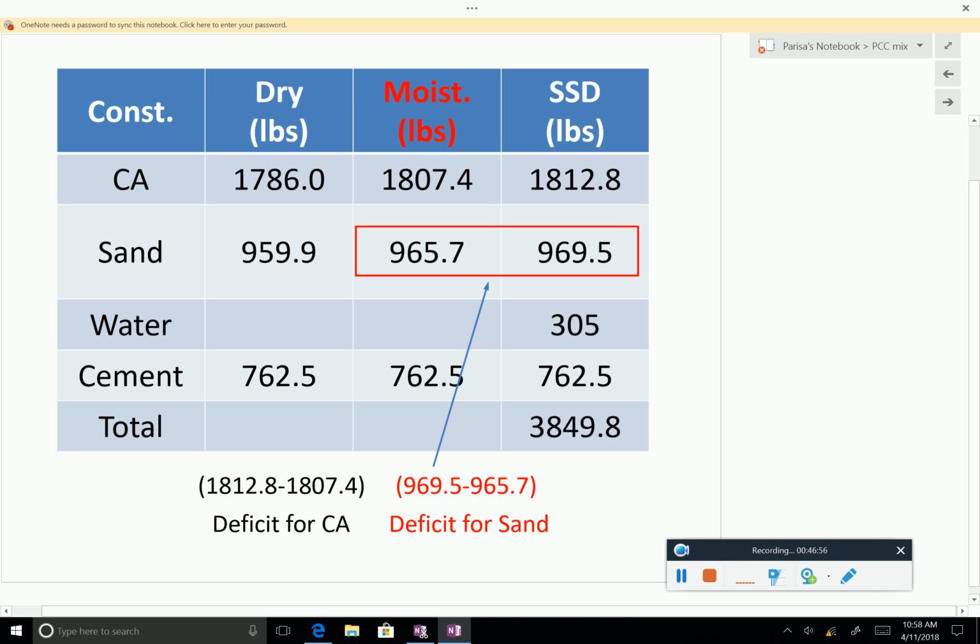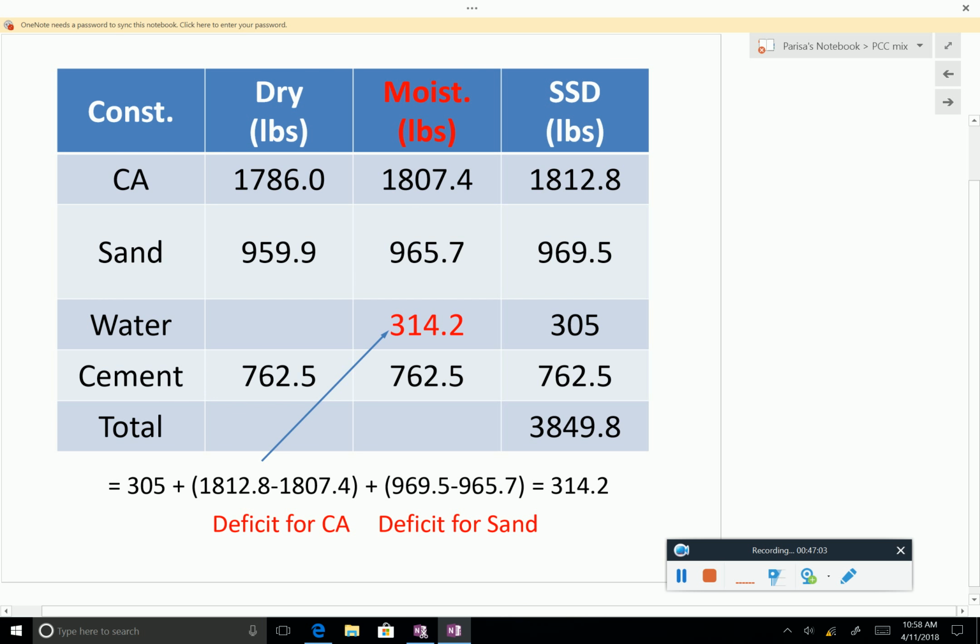So since you have deficit, if you are using them at air dry condition, you need to add these two deficits to your water. And exactly the same thing if it is oven dry. Because this much of the water, like 9.2 pounds, will be just used to bring the aggregates to SSD condition. And then the rest, 305, will be available for mixing. Clear? This is what I'm talking about.